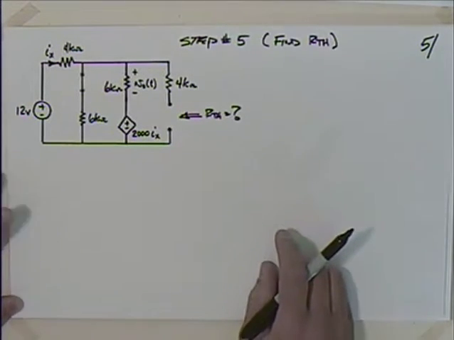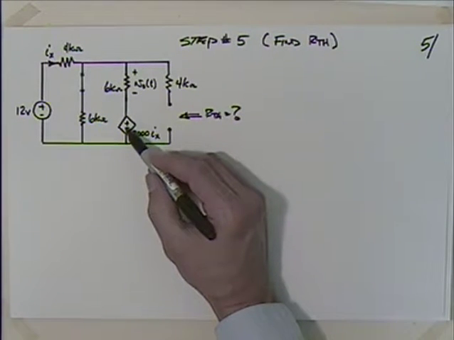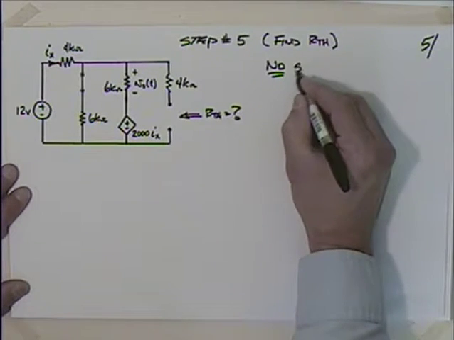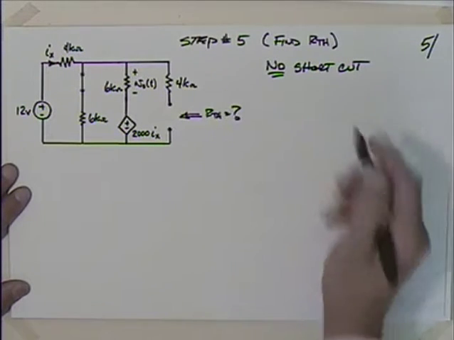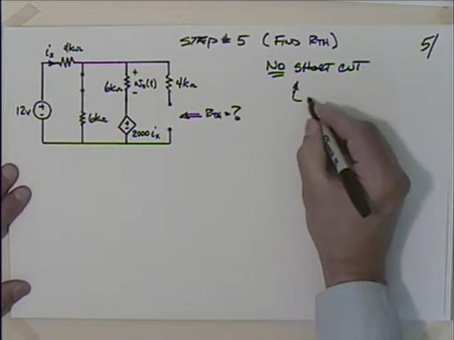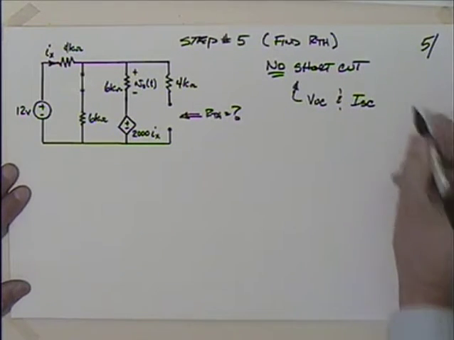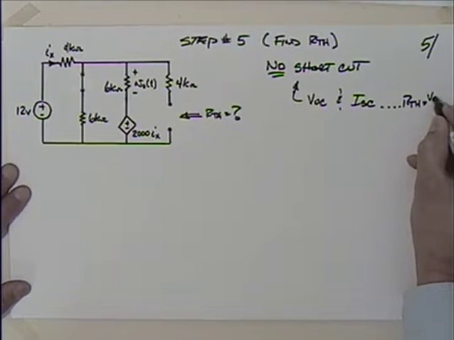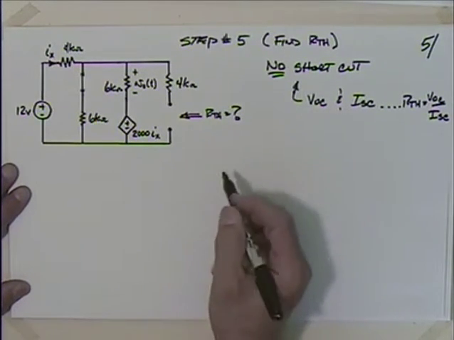Okay, and we know we can't use the shortcut. All the problems up till now, they did not have this diamond. They did not have a dependent source, so we could use the shortcut. Let's emphasize this. No shortcut. So we're going to have to go through this and rather find V open circuit and I short circuit, and then with that we know that R Thevenin is equal to V open circuit divided by I short circuit, right? Okay, so that's our task.